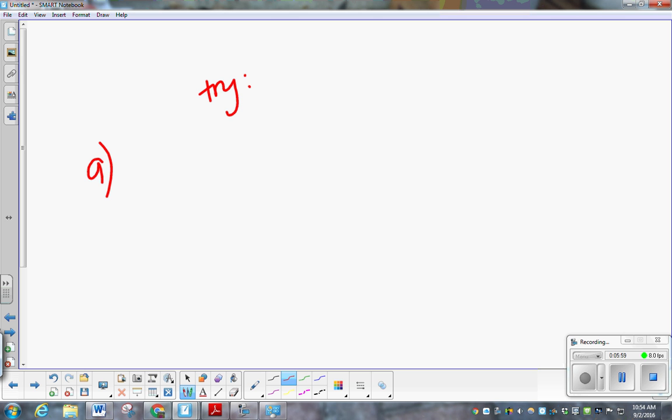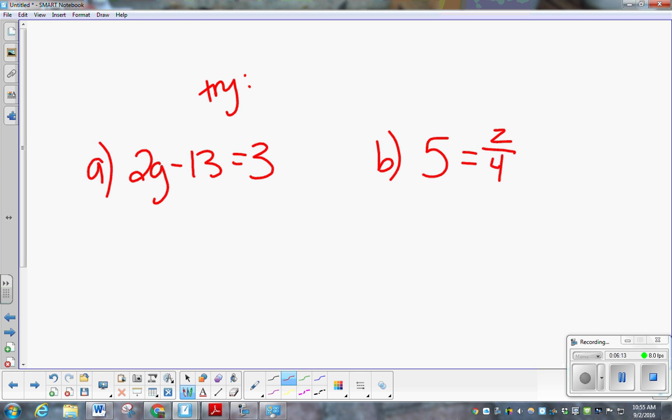All right, here's 2 examples for you to try. First is 2g minus 13 equals 3. I want you to solve for g. And for b, 5 equals z over negative 4 minus 3. Go ahead and try those 2. This is a z, by the way, not a 2. That's a z. Pause the video, try those, and we're going to come back and do a couple more examples.